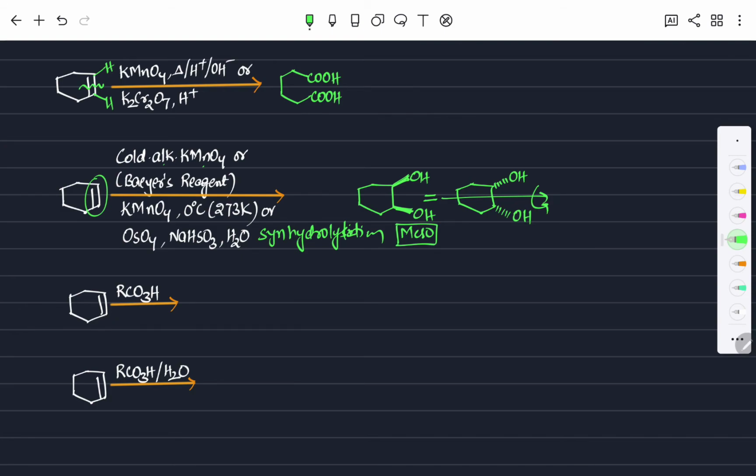When alkene is treated with peroxy acid, it is a syn epoxidation. Simply we have to add oxygen to the corresponding C-C bond. When alkene is treated with peroxy acid and water, it is anti-hydroxylation. So simply we have to add two OH groups on opposite sides.